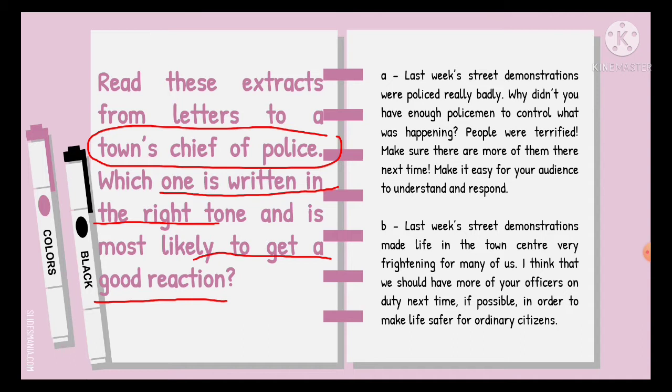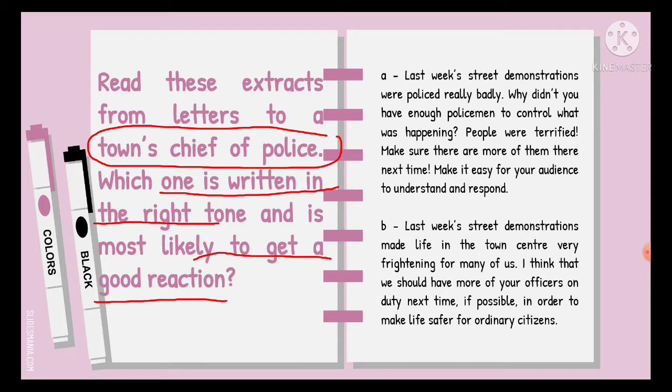B: Last week's street demonstration made life in the town center very frightening for many of us. I think that we should have more of your officers on duty next time, if possible, in order to make life safer for ordinary citizens. So which one of these two is written in the right tone? Is it A or B?